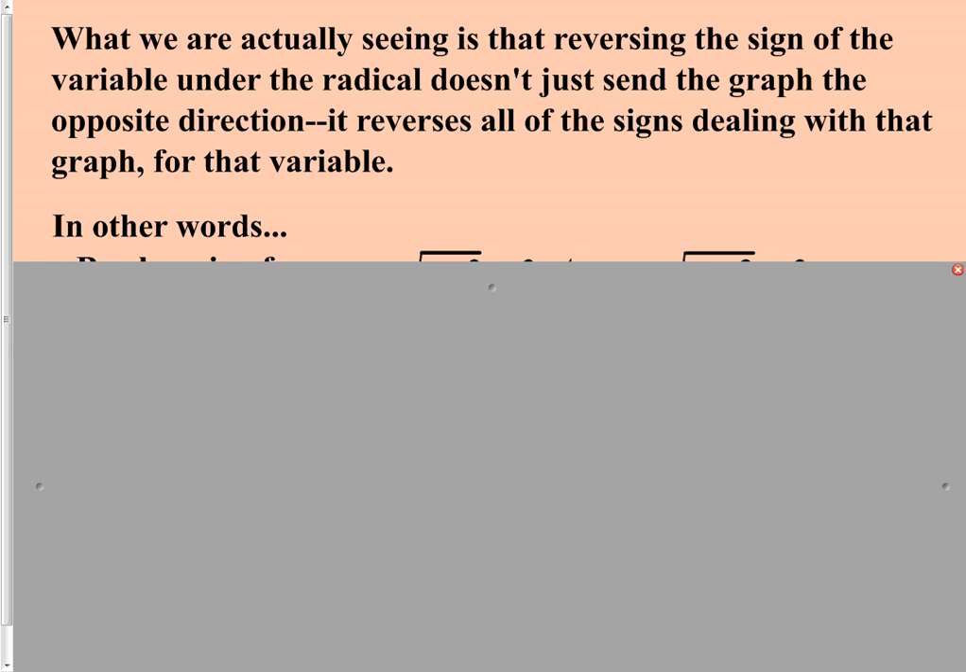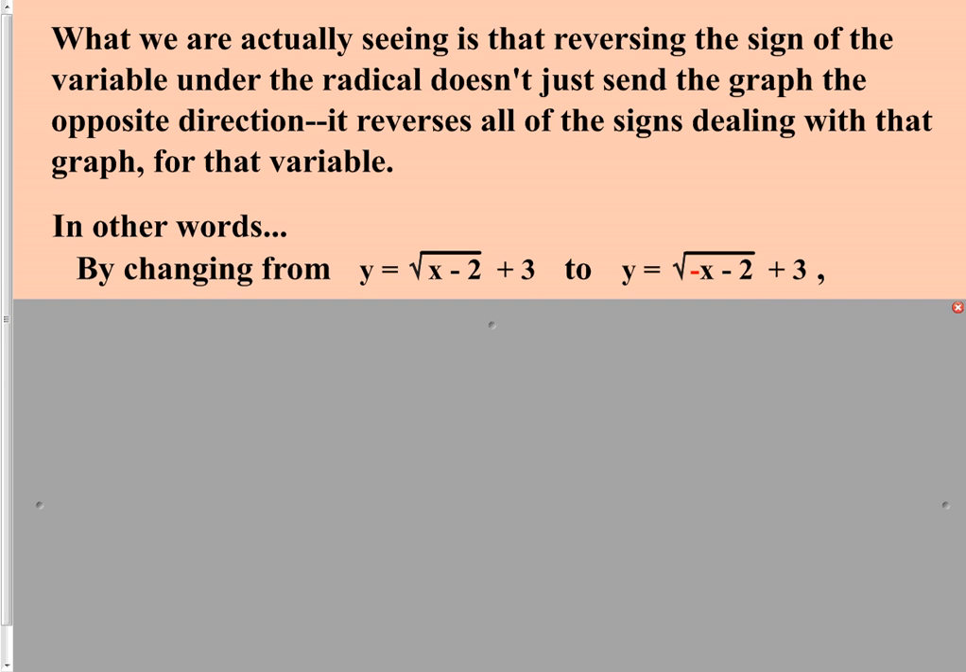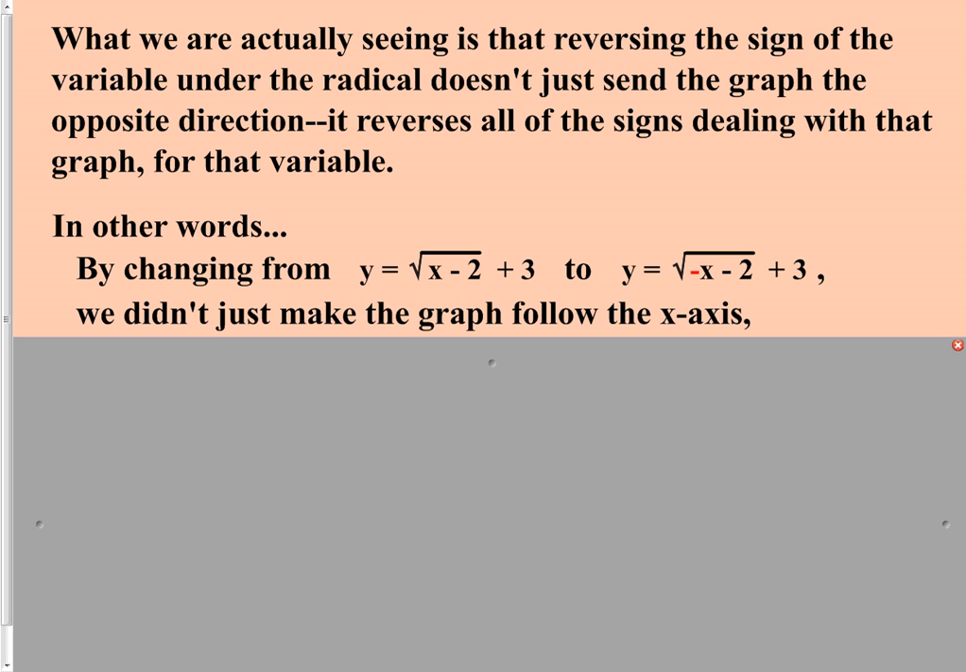So in short, what we're saying is this. By changing the equation from y equals the square root of x minus 2 plus 3 to y equals the square root of negative x minus 2 plus 3, one of the things that we did is we caused the graph to follow the x-axis in the opposite direction. I'm missing something in that statement there. I guess we should have said the negative x-axis. Apologize for the error in my notes. We didn't just make the graph follow the negative x-axis.